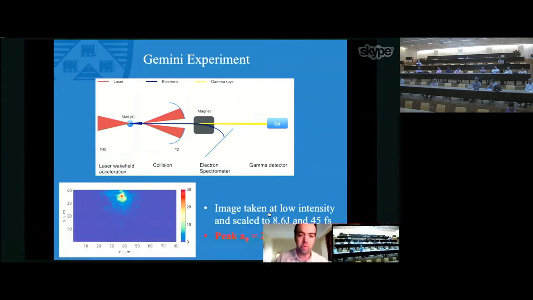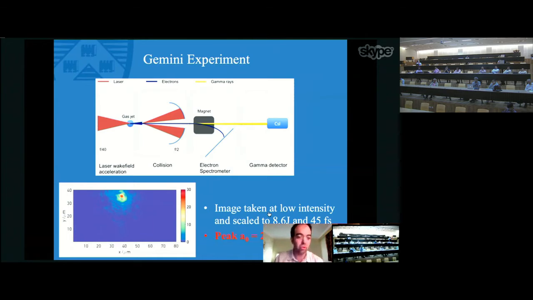The third part of the experiment, when the electrons have been interacted or not with the short focal length F2 laser, they then enter a magnet and are analysed in an electron spectrometer. Any gamma rays or X-rays generated from the laser electron collision through inverse Compton scattering are then detected by a cesium iodide array outside of the target chamber.